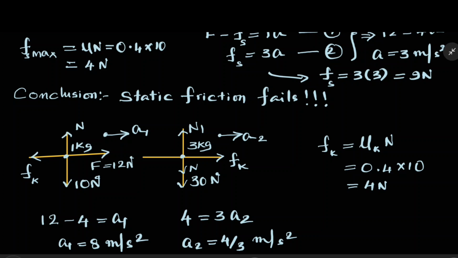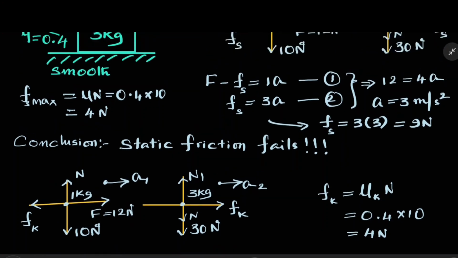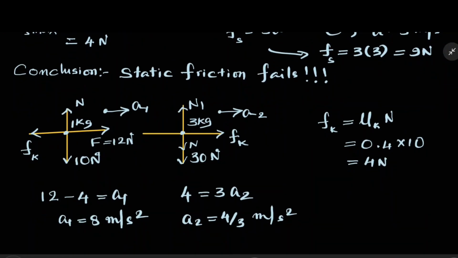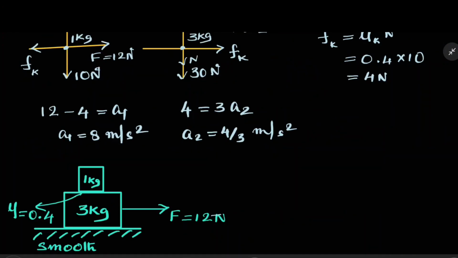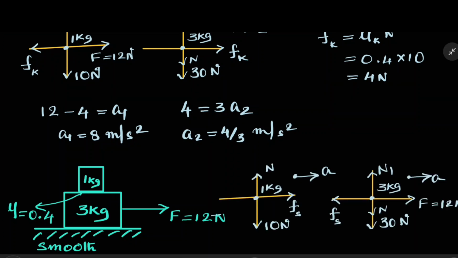Let us, for a better understanding, consider a case where the force F is applied on the 3 kg block in the same situation. So if the 12 Newton force is applied on 3 kg, let us do the same kind of analysis. I'm drawing the free body diagram of 1 kg and 3 kg. Now look at the free body diagram of 1 kg and 3 kg. With respect to 1 kg, the 3 kg block is tending to slip forward because a force of 12 Newton is applied on 3 kg. So the 1 kg block applies friction on 3 kg in the backward direction.